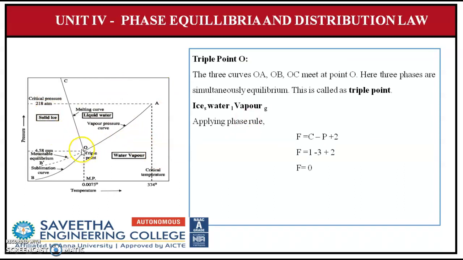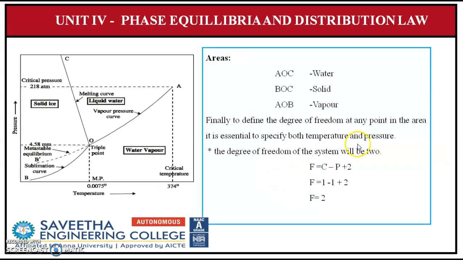Next is the triple point O, where the three curves OA, OB, OC meet. Here three phases are simultaneously in equilibrium. This is called the triple point. At this triple point you can see three different phases: solid ice, liquid water and water vapor. By applying the phase rule, F is equal to C minus P plus 2, the component is only 1 and you can see three different phases, plus 2. So F is equal to 0. It is non-variant. Next, coming to the areas, in AOC you can see only water, in BOC you can see solid ice, and in AOB you can see only water vapor.